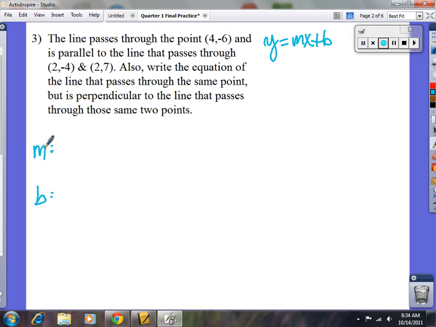So let's start reading. Our line passes through this point. So what did they give us right here? What is this point, Ray? What did they just give us?